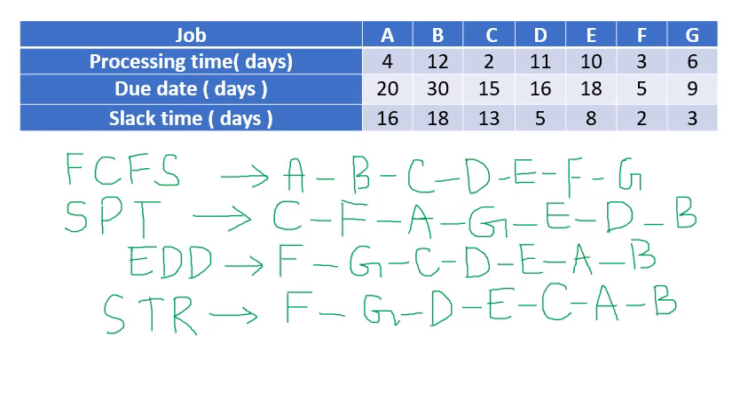So the in time of A will be 0, and the out time will be 4. The in time for B will be 4, and the out time will be 4 plus 12, 16. The in time for job C will be 16, the out time will be 16 plus 2, 18, and so on. We will come to know when you look at the solution. In the next slide, we will see how you arrive at the mean flow time.